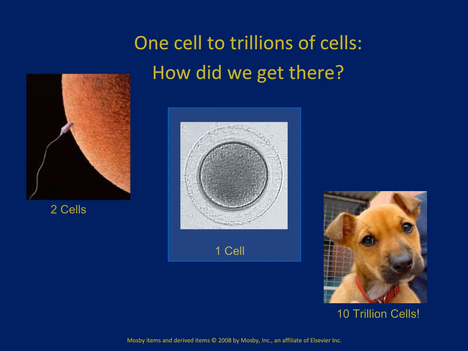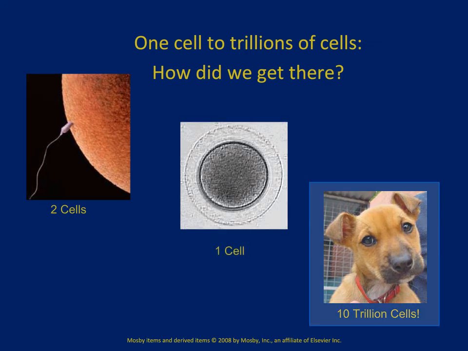Now, somewhere between fertilization and adulthood, that zygote goes from being just one cell to over 10 trillion cells. So the question for today is, how did we get there?